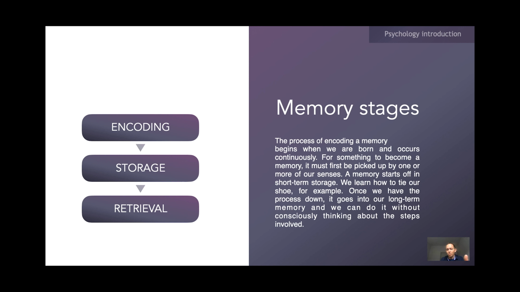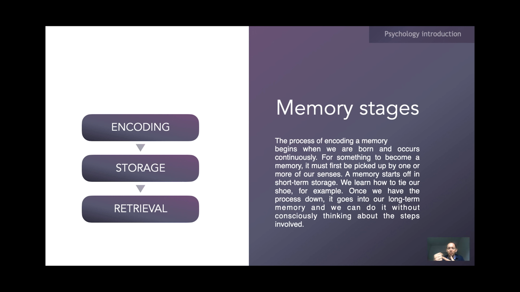The process of encoding, as you can see here, begins when we are born, right? It occurs continuously ever since, because you experience life. For something to become a memory, it must first be picked up by one or more of our senses. That's how you realize something is happening. That could be visual, it could be sensory. You could listen to a podcast, for example, or a lecture, and so on.